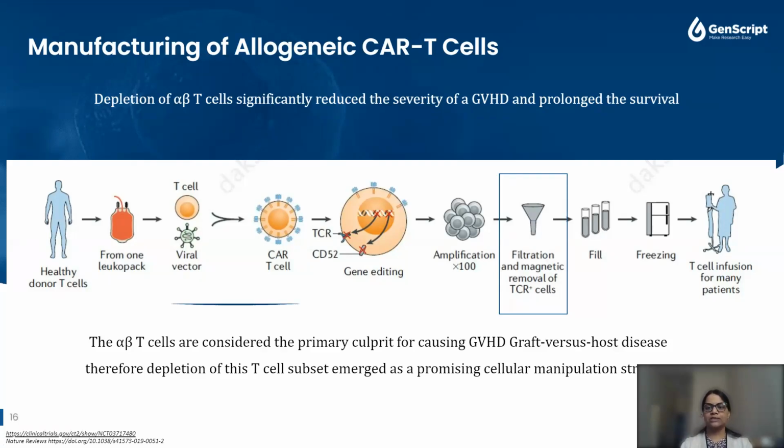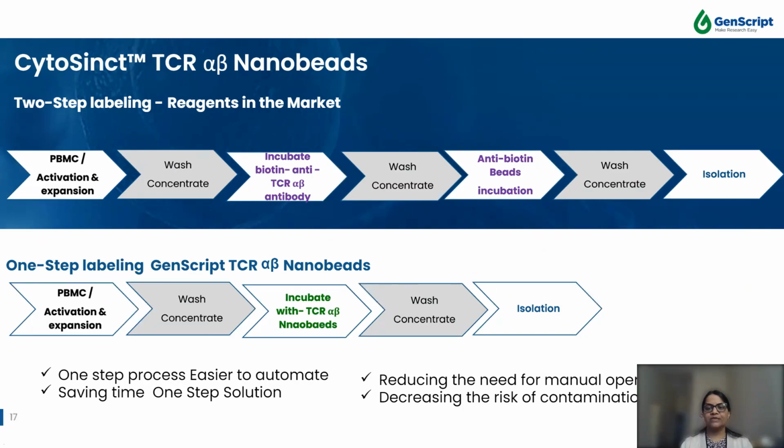are considered primarily responsible for causing this disease. Therefore, allogeneic CAR T cell developers address this issue with different techniques, and one of them is removal of alpha beta TCR positive cells using immunomagnetic separation technology. To facilitate TCR alpha beta depletion or selection, GenScript offers the Cytosinte TCR alpha beta NanoBit.